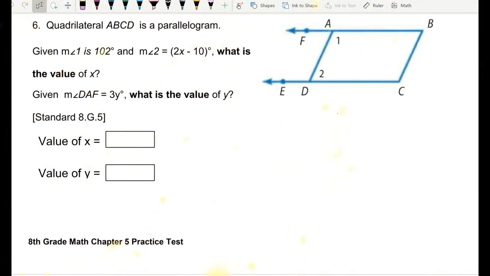We are on problem 6 of the chapter 5 practice test. This is the practice test for 8th grade students. Problem 6, you can earn 4 points. Let's start.